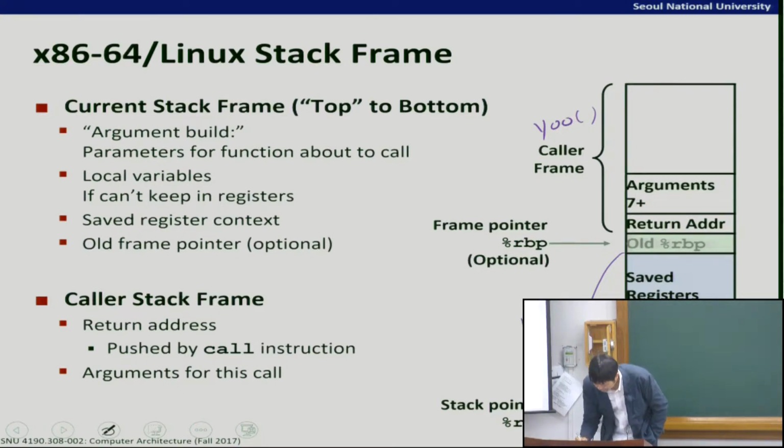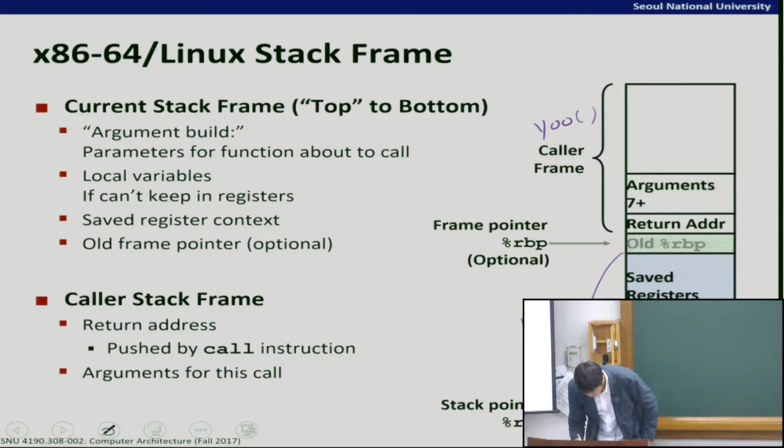Then what this stack frame holds is, first, the argument build. Argument build means if you have to pass more than 7 arguments to the next callee function, then you have to put those arguments into the stack. So those are extra arguments. It's optional because you only need this part if you have 7 or more arguments, right? So this is the argument build.